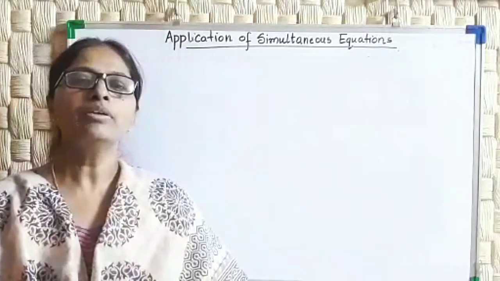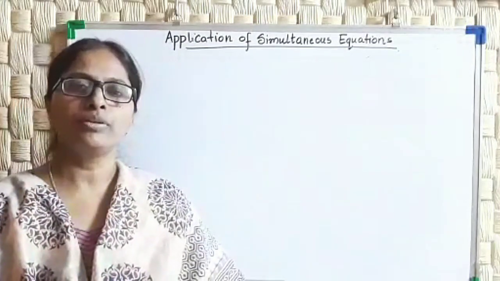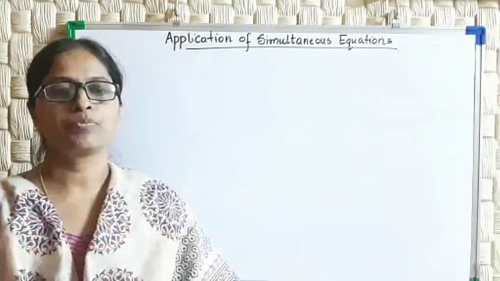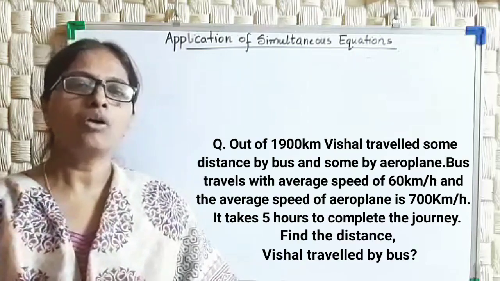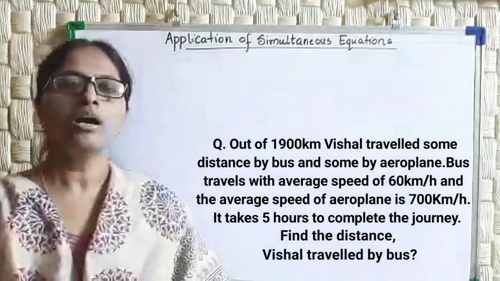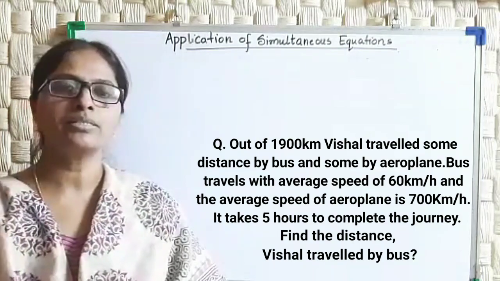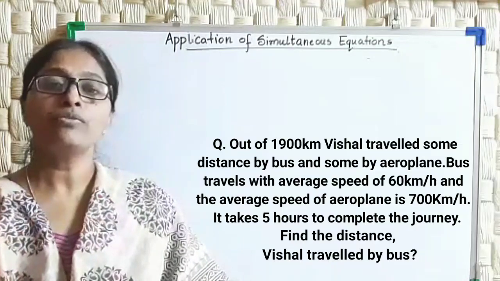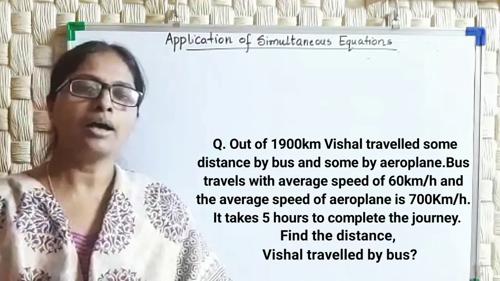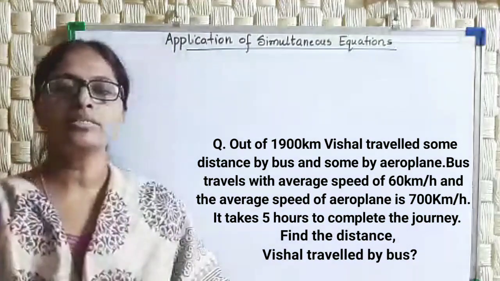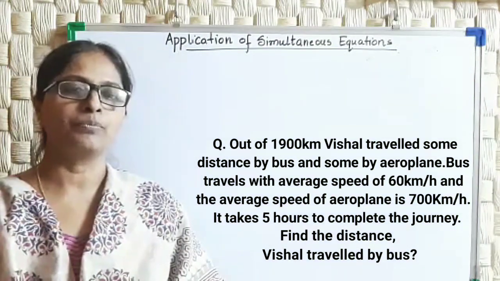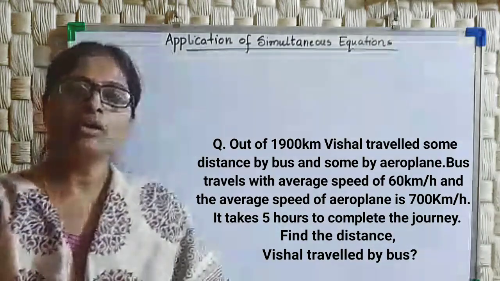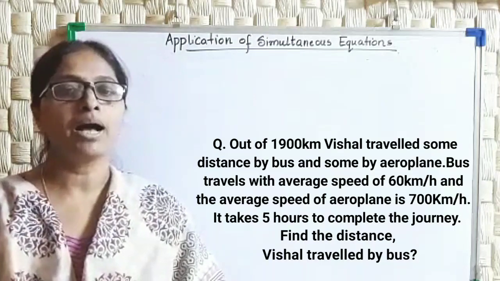In this video, I will illustrate the applications of linear equations in solving word problems based on time, distance and speed. Let's see what the question is. Out of 1900 kilometers, Vishal travels some distance by bus and some by aeroplane. The bus travels with an average speed of 60 km per hour and the average speed of the aeroplane is 700 kilometers per hour. It takes 5 hours to complete the journey. We have to find out the distance Vishal travelled by bus.